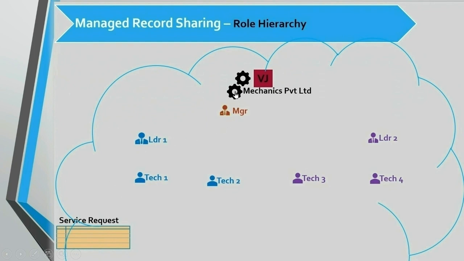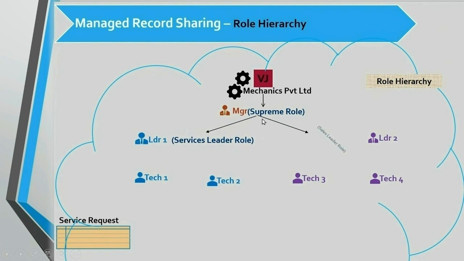On this organization, let's create the roles and apply the role hierarchy. So manager 1 will fall under supreme role. Under supreme role, we will have the service leader role and sales leader role. Under service leader role, we have services tech role. Under sales leader role, we have sales tech role.